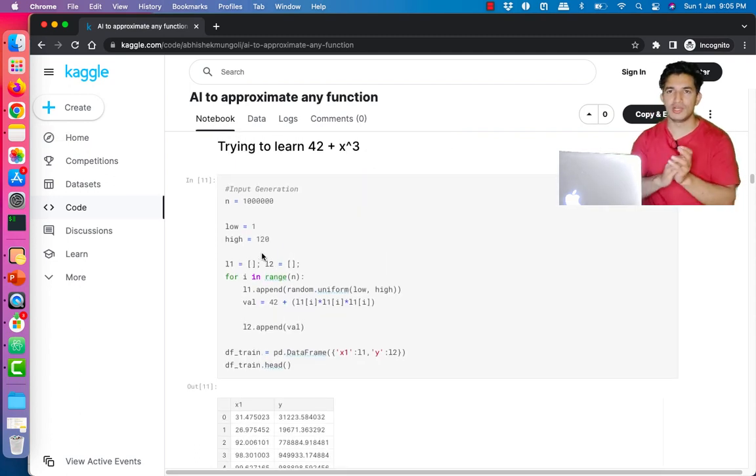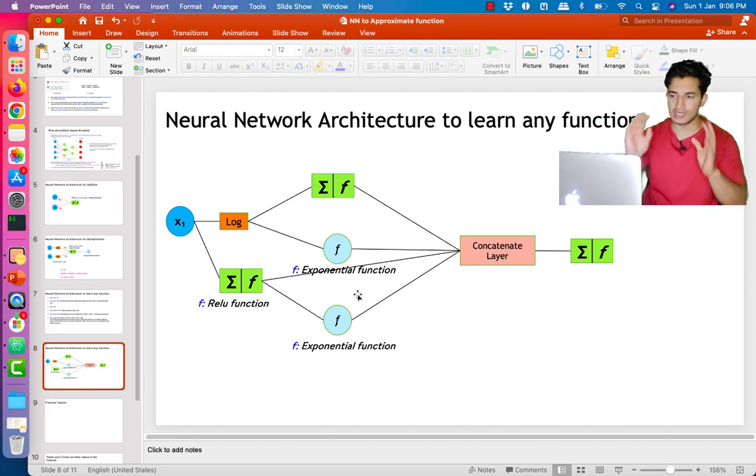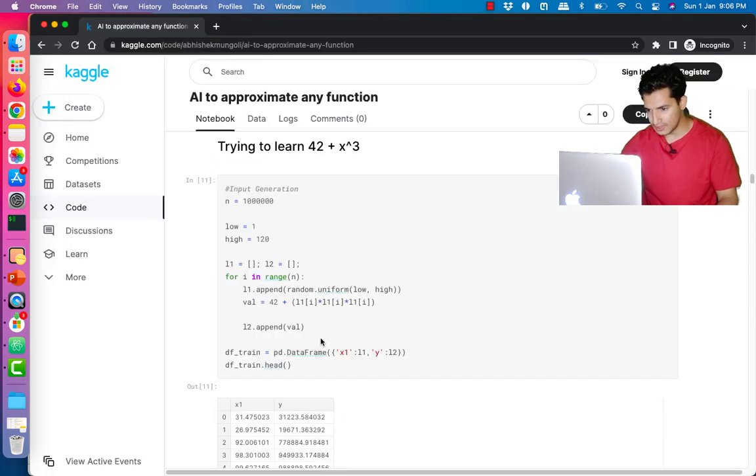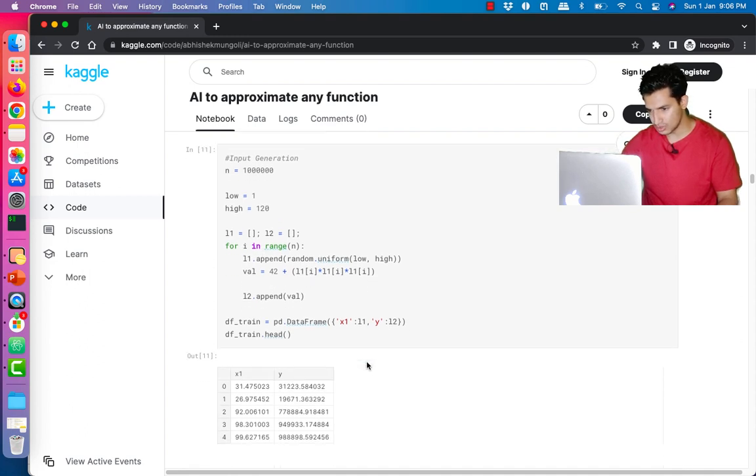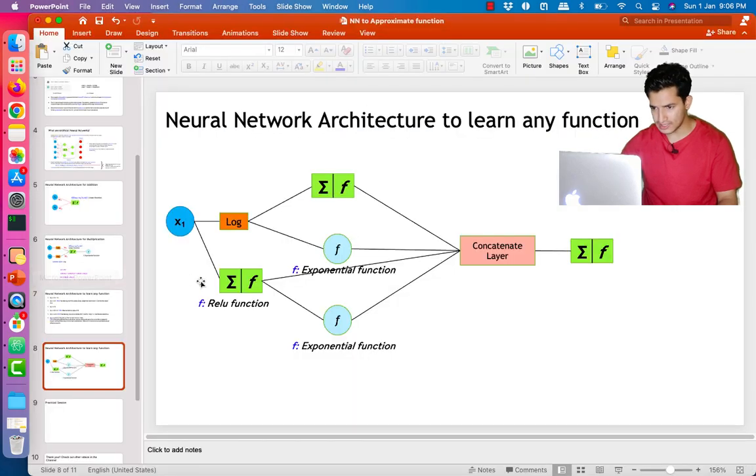Next, let's make the neural network approximate any function. We will start with 42 plus x to the power of 3. To train this neural network, we will use this architecture, which is generic enough to approximate any non-linear function, linear function or piecewise function. So we will first generate the input, which is given x, the output is 42 plus x cube, and we will code this architecture.